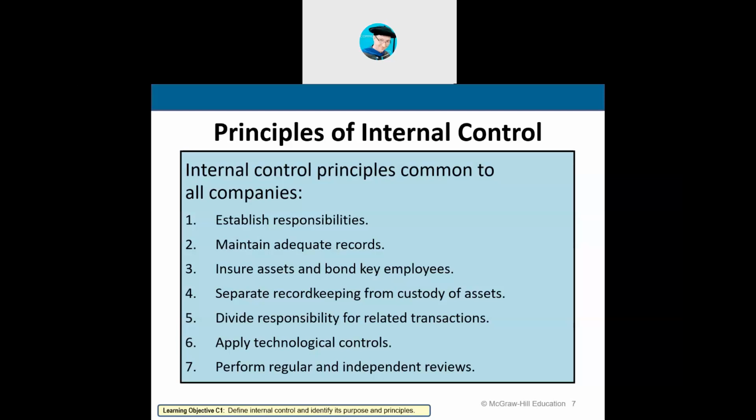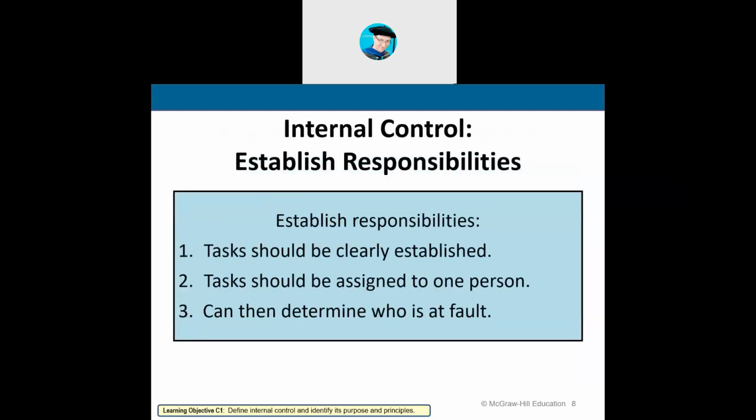Apply technological controls. This would include things like security cameras, accounting information systems like QuickBooks, various other technological controls, fingerprint readers, you name it, right? There's a lot of them. And perform regular independent reviews. Have someone from the outside come in and count your inventory. Make sure that it matches what you have on your books. Have somebody come in and audit your accounting statements. Make sure that they are reliable and accurate.